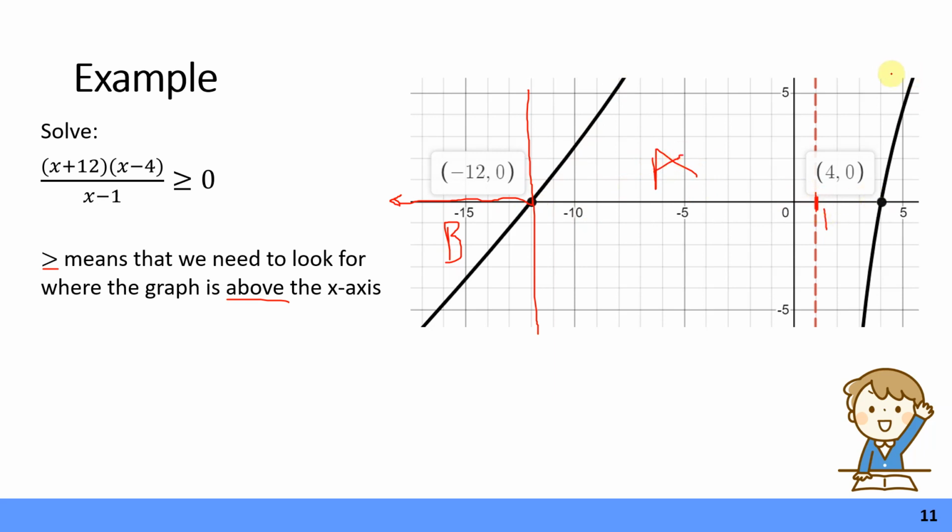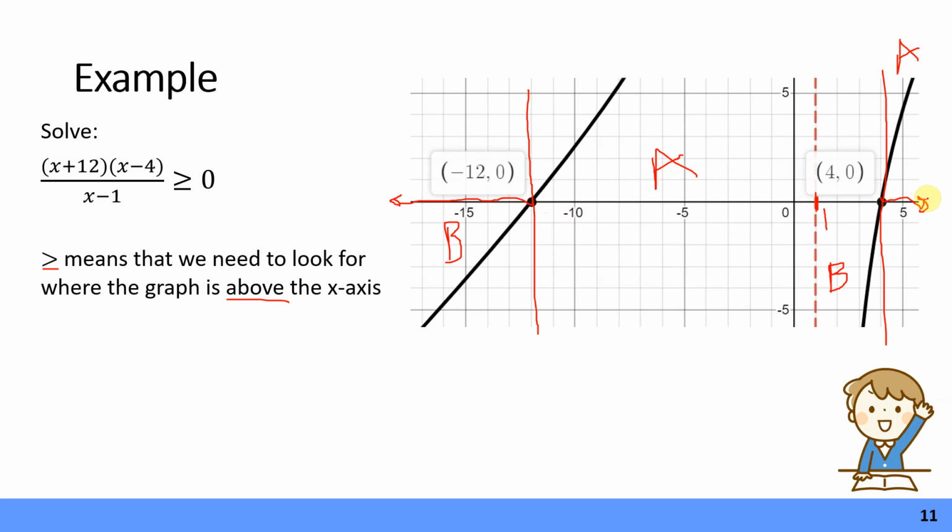From 1 to 4, because remember, that's an x-intercept, the graph here is below. And then from 4 to infinity, the graph is above. So we have 4 intervals in this graph, and we just want the above. So it's going to be from negative 12 to 1. And then my second answer is going to be from 4 to infinity.